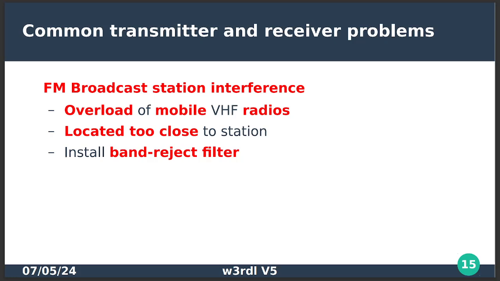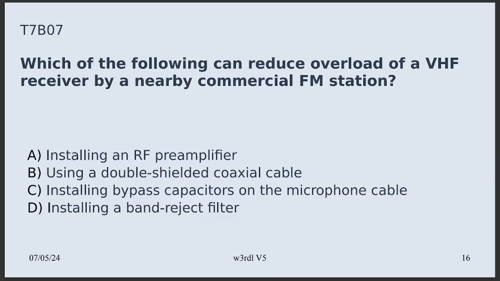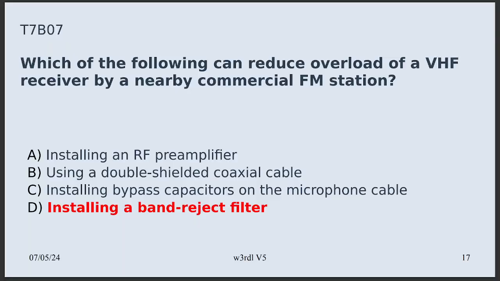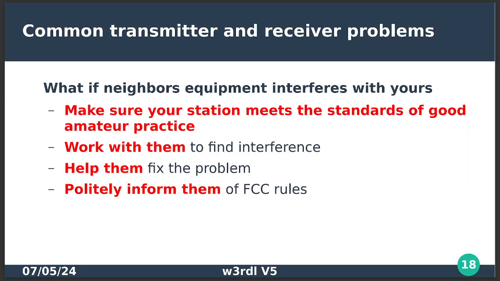Okay, FM broadcast station interference. Overload of mobile VHF radios located too close to the station. Install a band reject filter, which is... Yeah, that's kind of what I was just talking about a moment ago. Which of the following can reduce overload of a VHF receiver by a nearby commercial FM station? Delta, install a band reject filter. Very good.